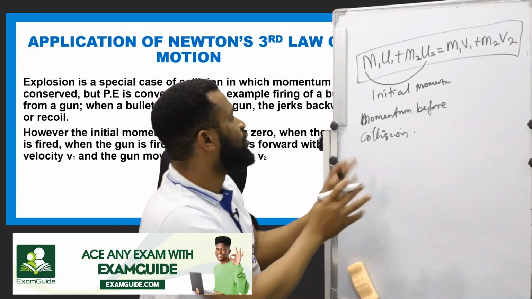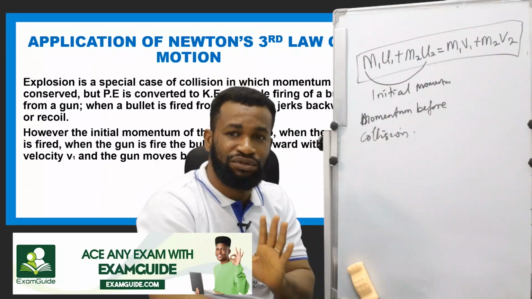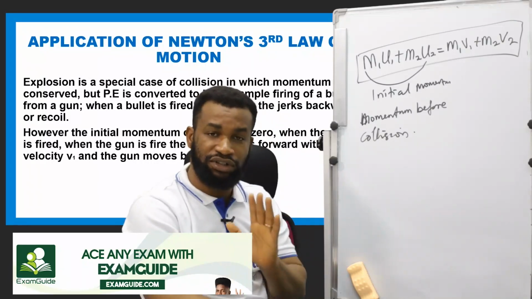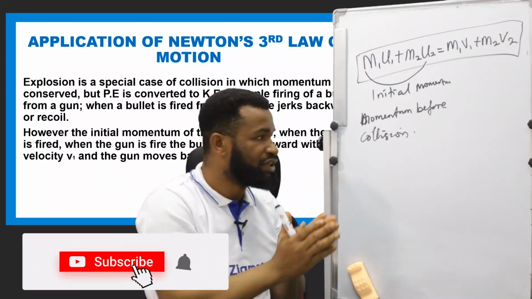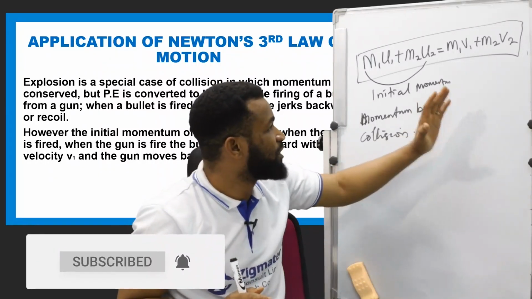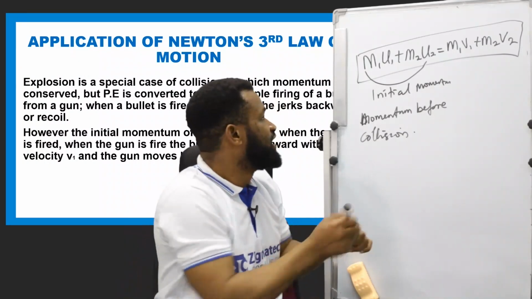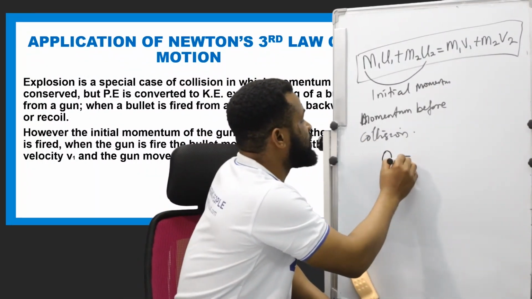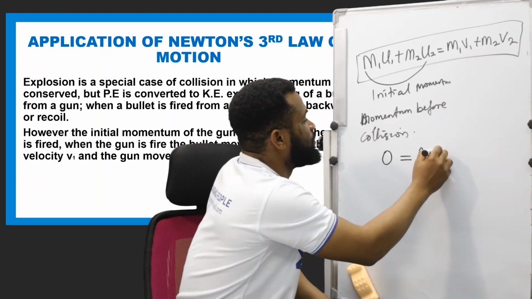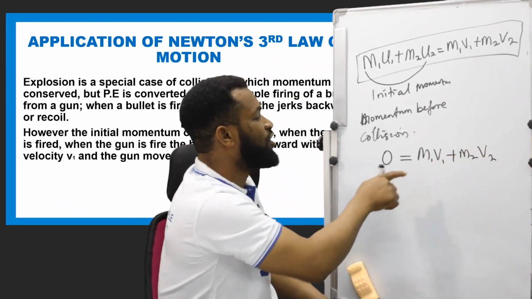All right? So listen, this is only applicable to recoiling of a gun or an explosion. So whenever you have a question on explosion or recoiling of a gun, what I'm explaining is what you are going to use to apply. Now look at what it says. Therefore, we are going to have 0 is equal to M1 V1 plus M2 V2. Is this enough? Not yet.